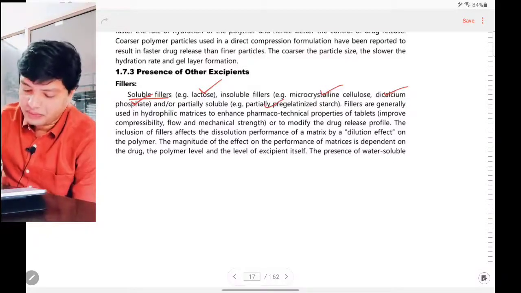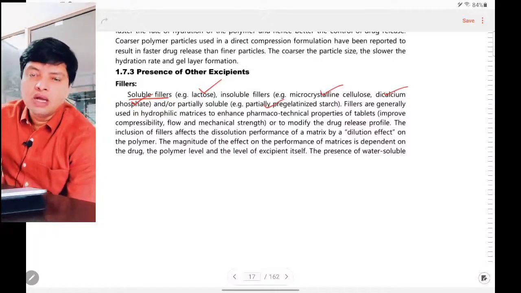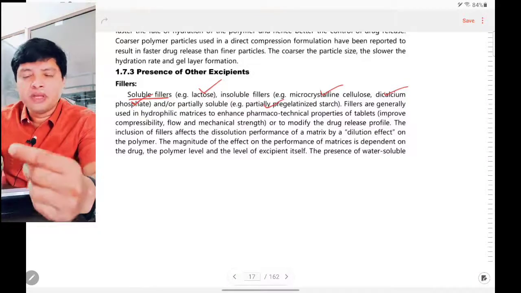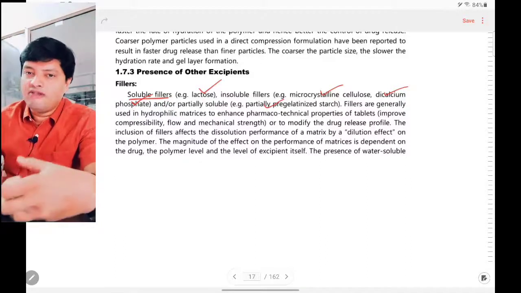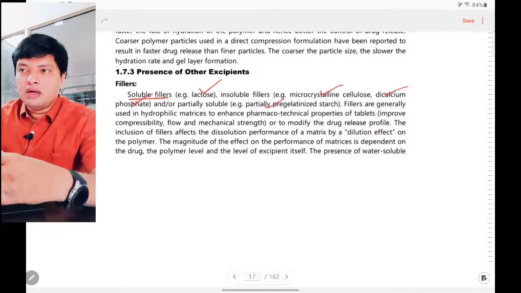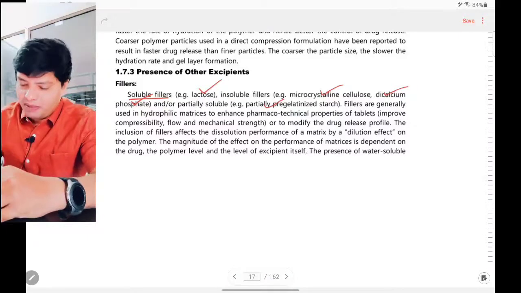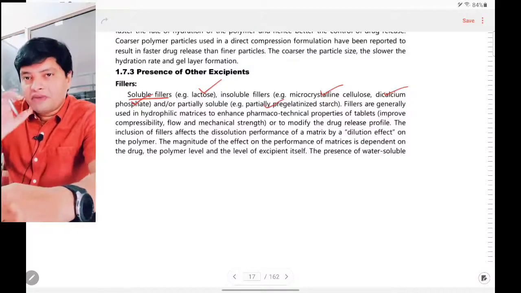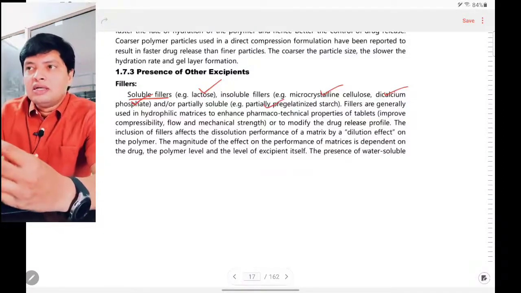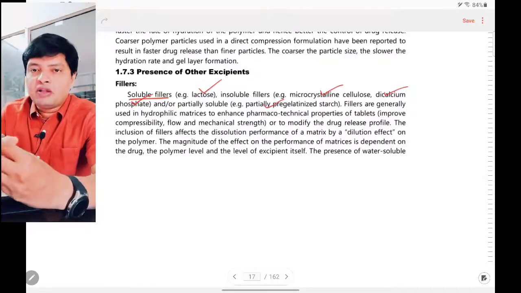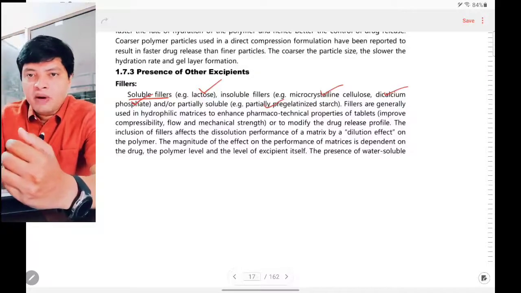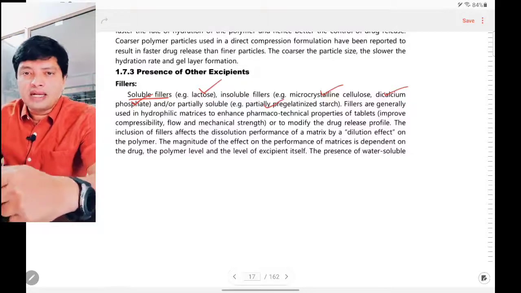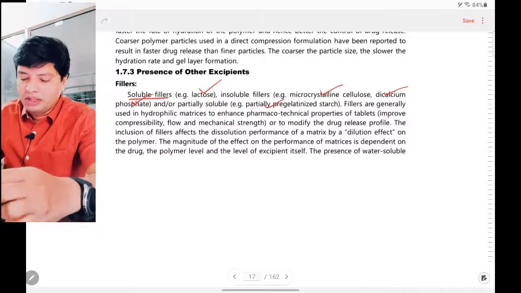So what is the use of this? Fillers we generally use to increase the handling of the tablet. If the dose of the drug is less, to increase the handling, we add fillers and increase the size of the tablet for handling purposes. But addition of these fillers will act as a diluting effect. So if you increase the filler concentration, even though the polymer is present at 30%, the effect of the polymer will be diluted because you added filler here. So filler will dilute the effect of the polymer.